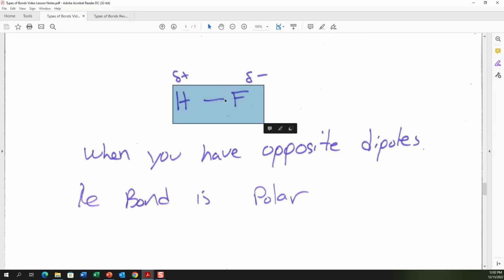How do I know? Well, they're two different atoms, so they have two different electronegativities. Now, you have to go back and remember your electronegativity trend, because the bigger the difference in electronegativity, the more polar the bond. And you have to know which of the two atoms is more electronegative, because that'll tell you where the negative side is versus the positive side of the bond.